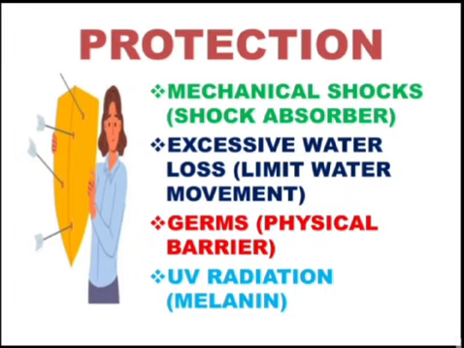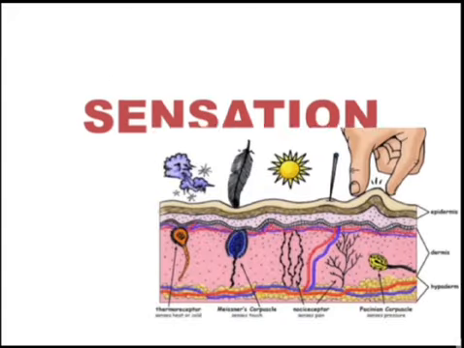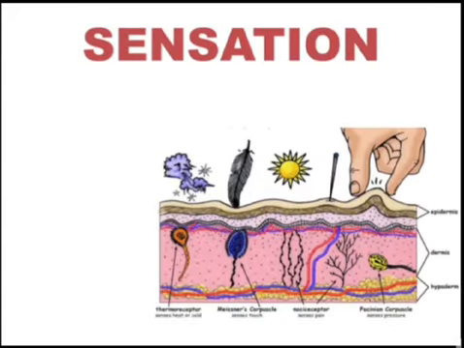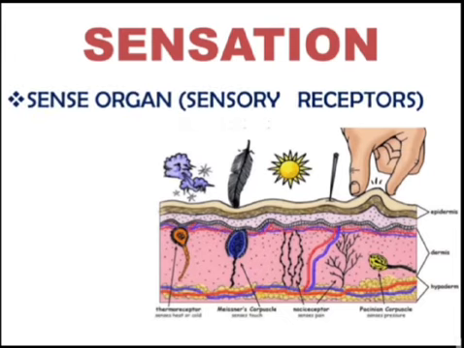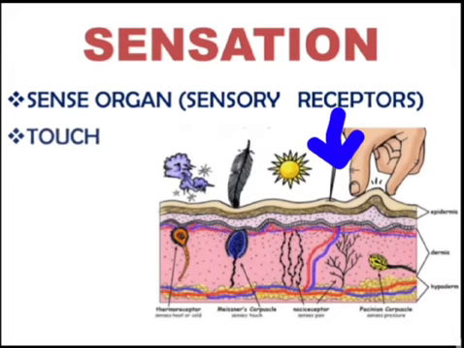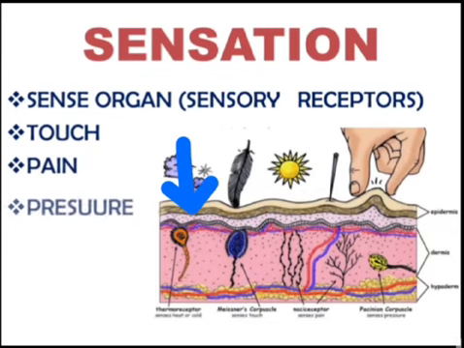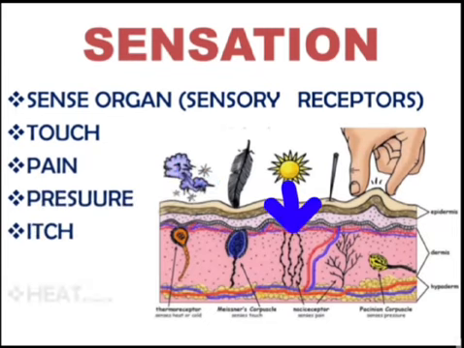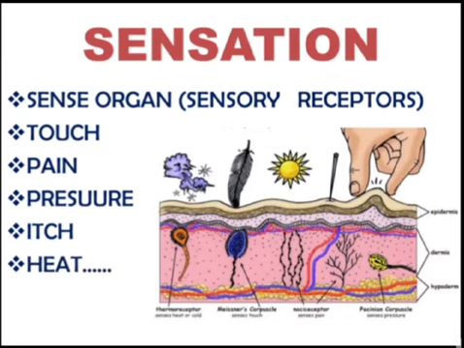The next important function is the sensation. We all know skin is a sense organ, right? Because it contains sensory receptors. Skin allows the body to feel and sense the external world by feeling different senses like touch, pain, pressure, itch and heat. Okay? So all these senses are felt by the skin through the sensory receptors.